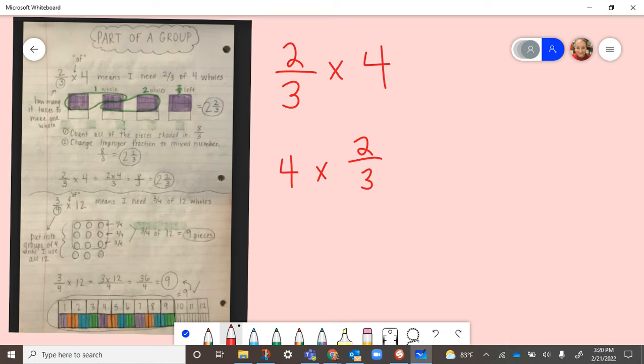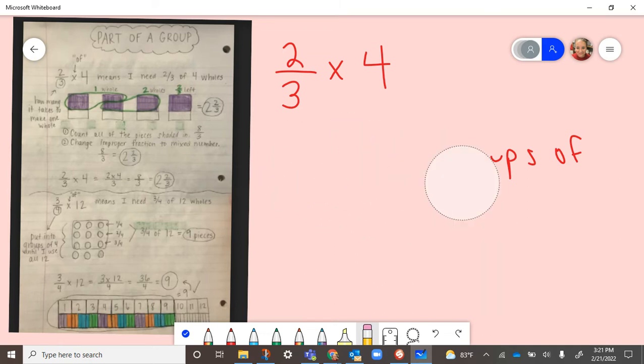But what we're talking about when we had the whole number first, we were doing 4 groups of 2/3. So we were taking 2/3, repeating it 4 times, and thinking of it as repeated addition, and doing it that way. Here we're putting the fraction first and the whole number second.